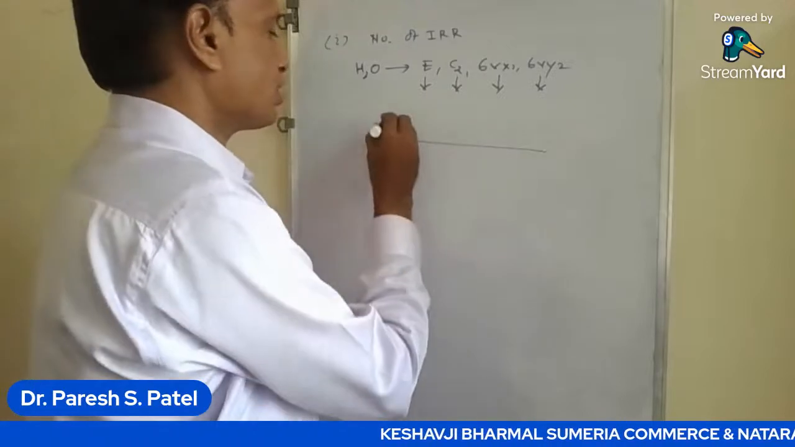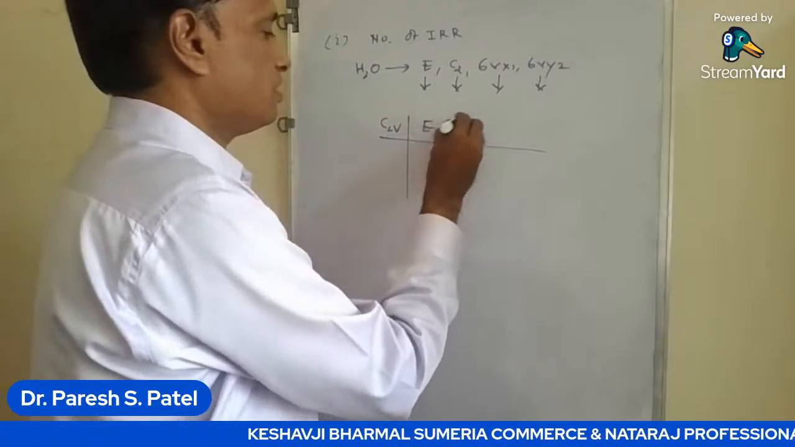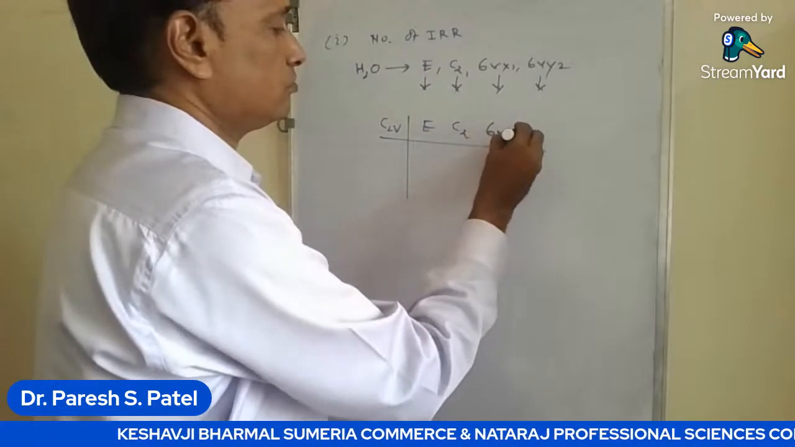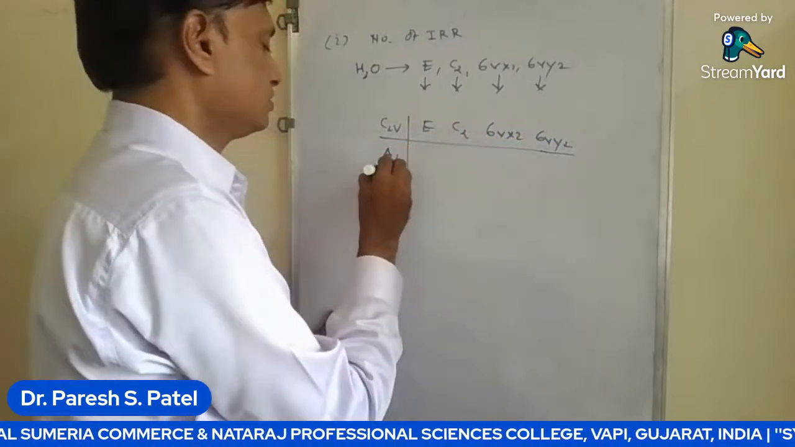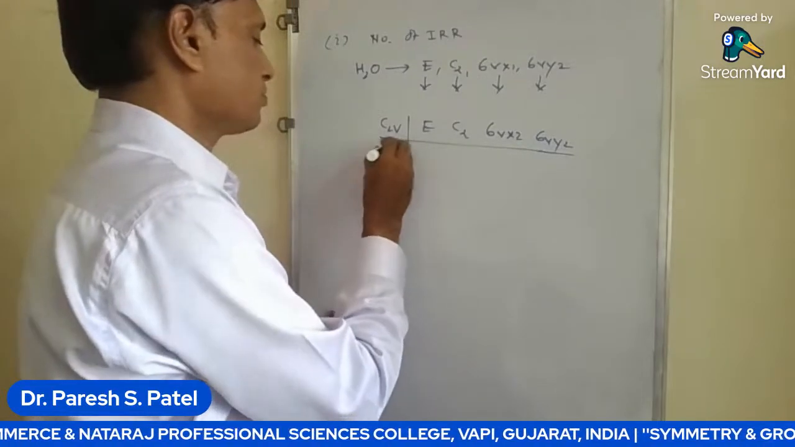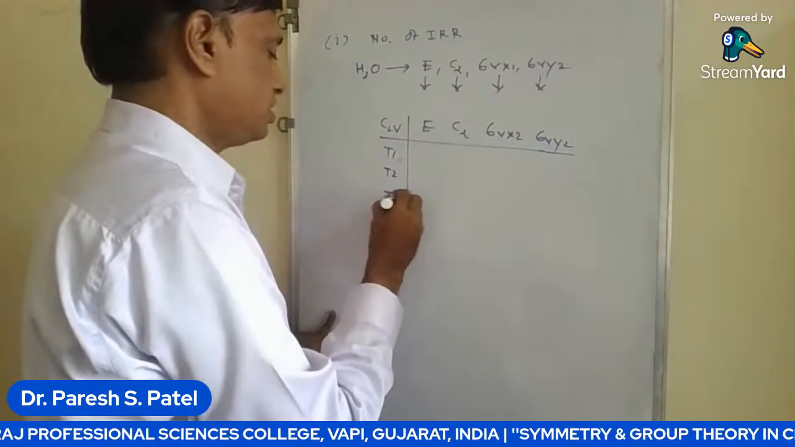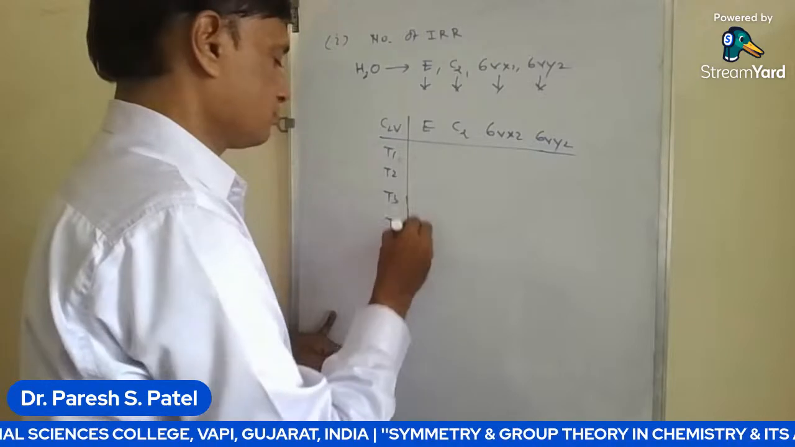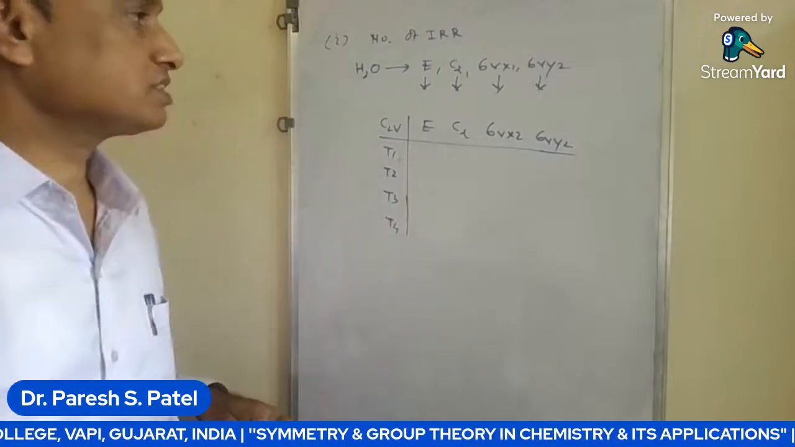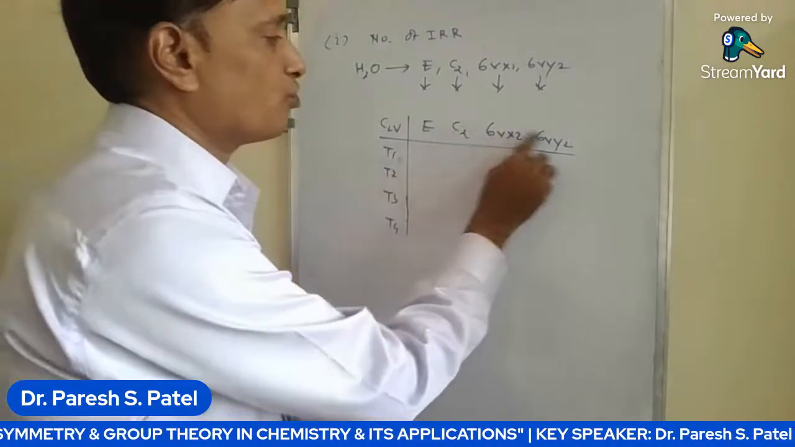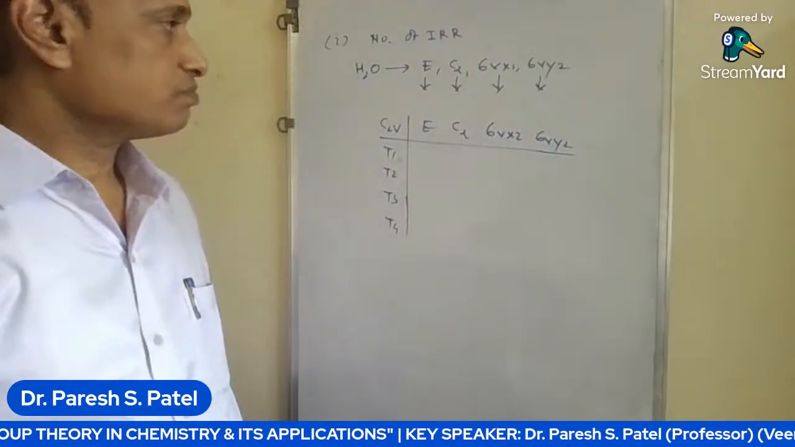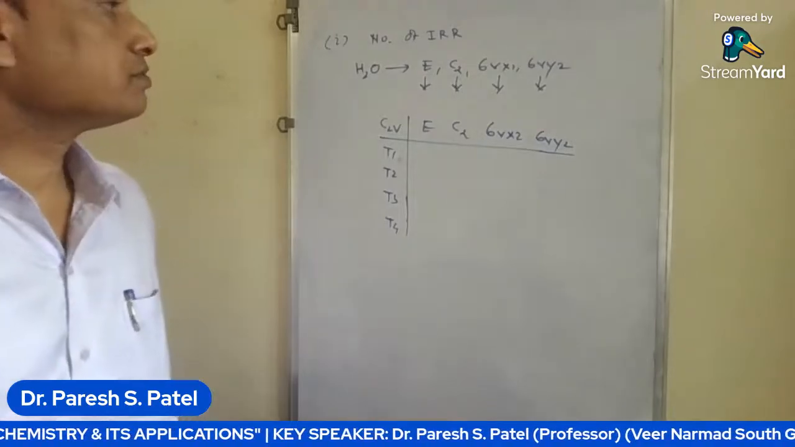So whenever we talk about the character table, Γ1, Γ2, Γ3, and Γ4. Okay, so what is rule number one? The number of irreducible representations is equal to the number of classes of a group. This is the first rule.